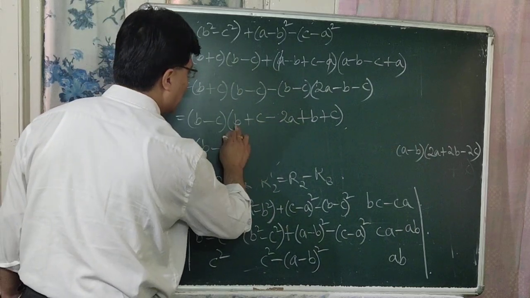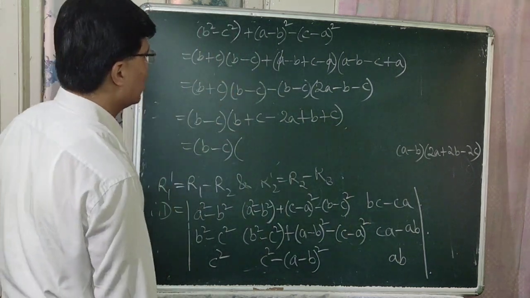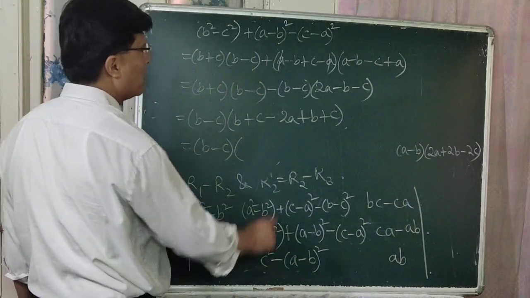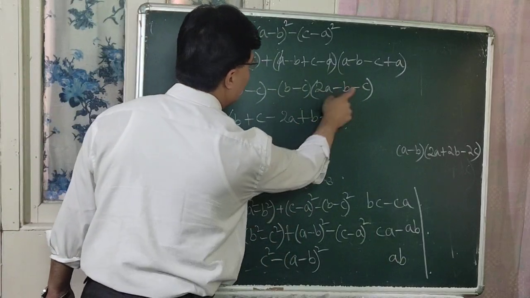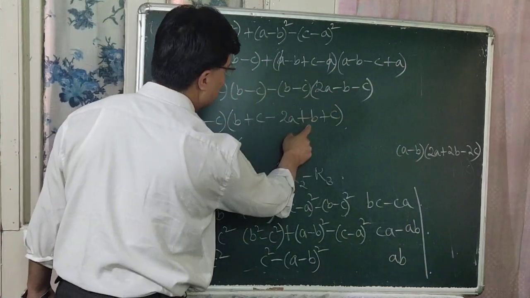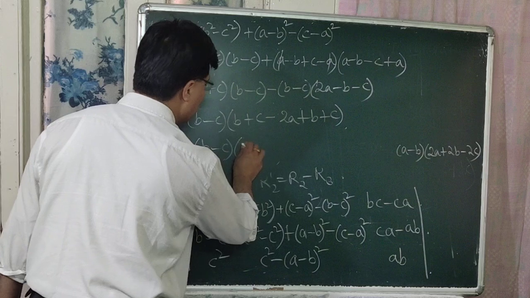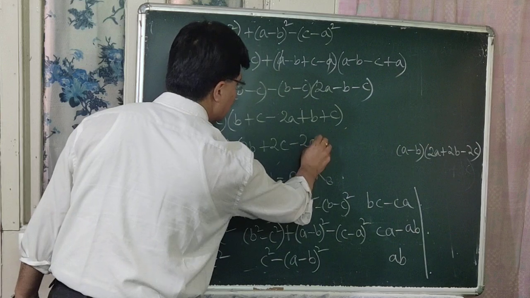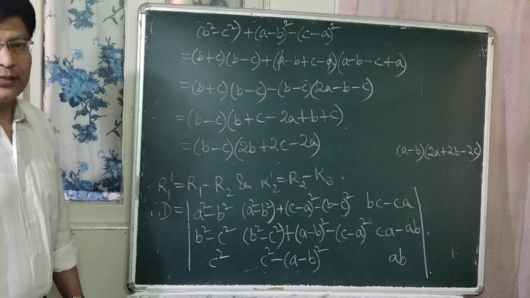Then what do we write here? b plus b, isn't it? So here it is minus 2a, minus to minus plus b, minus to minus plus c. Is that right? Then what is b plus b? 2b, c plus c, 2c, then comes minus 2a. Now we have factorized this expression. Is it clear to all of you?